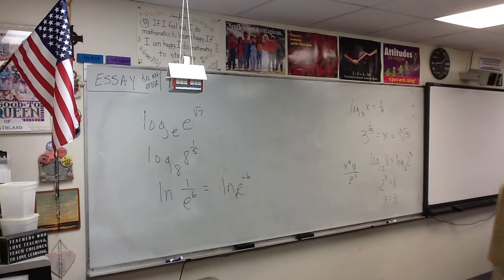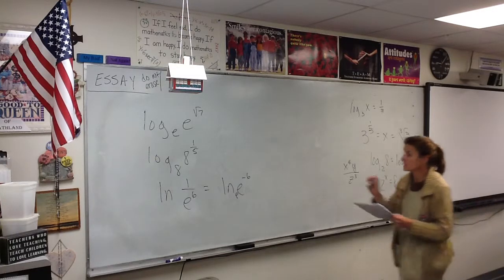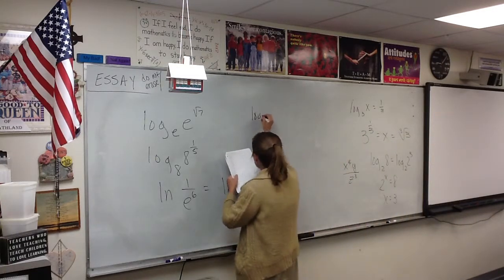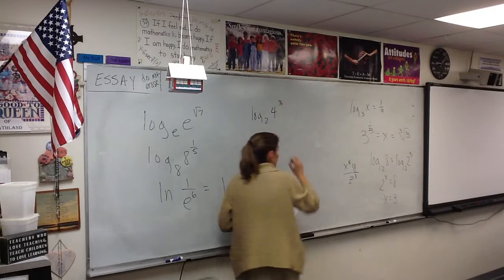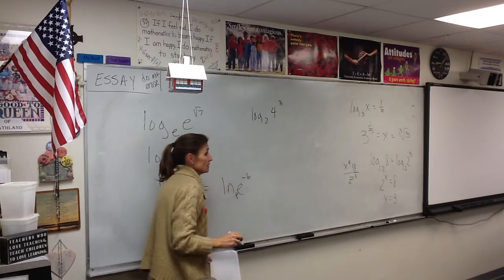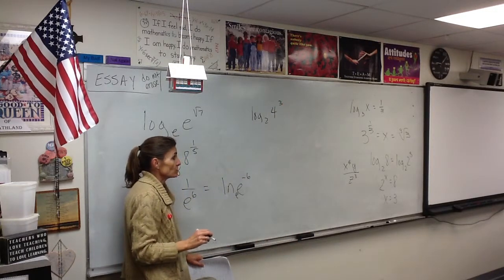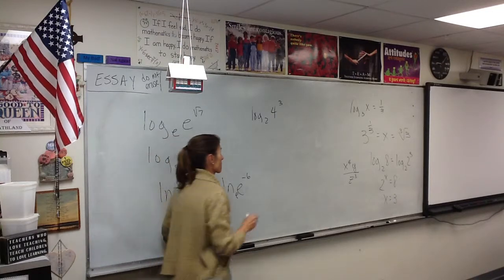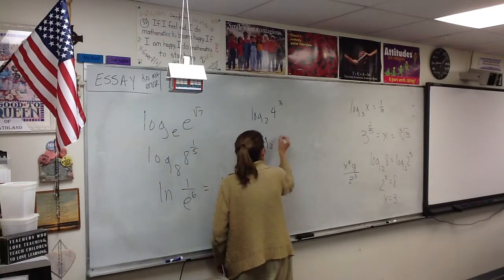G is a little bit trickier. What are you going to do with G? What's step 1? Move the exponent. You need to move the exponent. So you're going to have the log base 2 of 4 cubed. What's 4 cubed? So you have the log base 2 of 64.